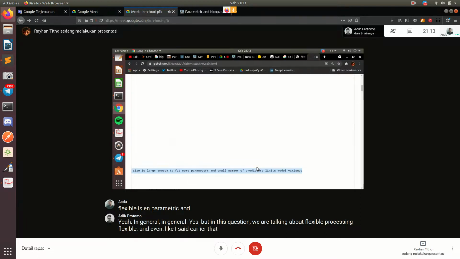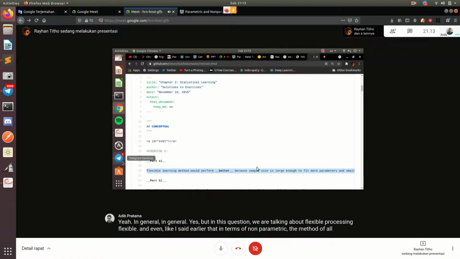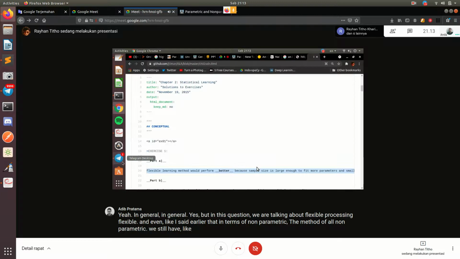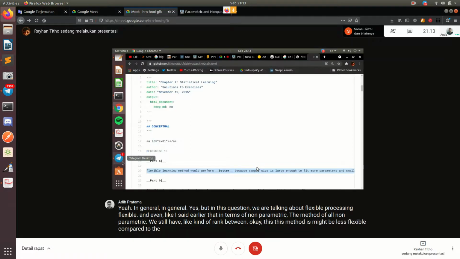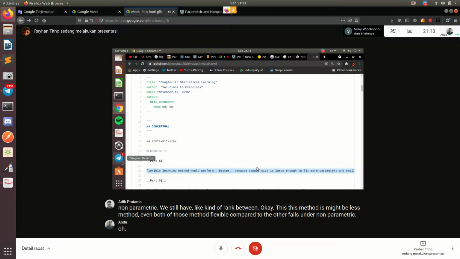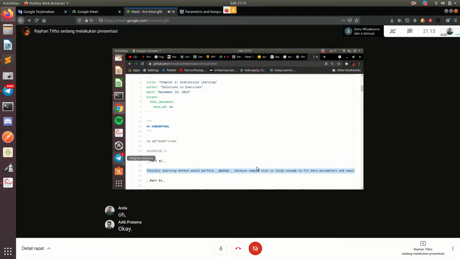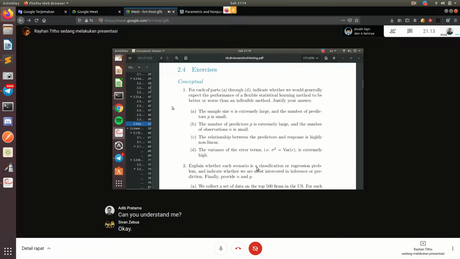And even like I said earlier, in terms of non-parametric methods, we still have a kind of ranking between them: okay, this method might be less flexible compared to the other method, even though both of those methods fall under non-parametric. Okay, can you understand me? Yeah, I think I can understand, Mas Adib. How about Hanif? Because the one I asked is still confused.